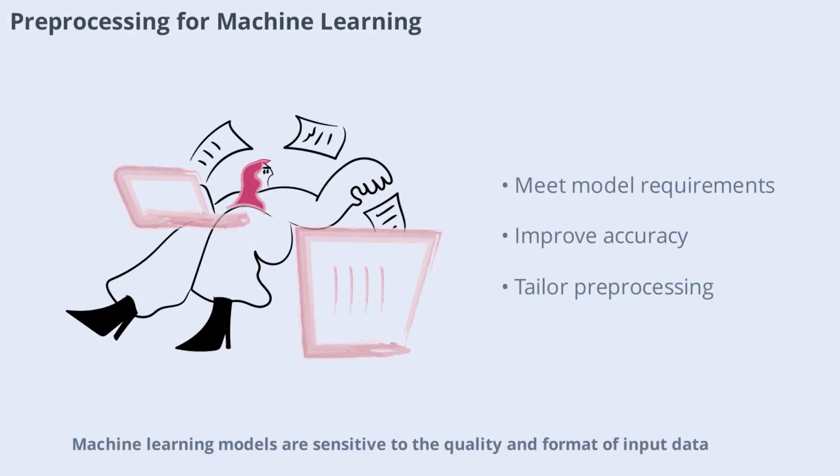Machine learning models are sensitive to the quality and format of input data. Proper preprocessing ensures that your data meets the requirements of different algorithms and improves model accuracy. This includes scaling, encoding, and handling missing values. Tailoring your preprocessing to the needs of your model is key to achieving the best results.